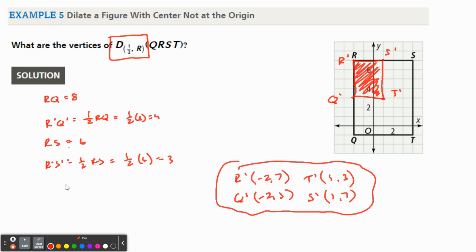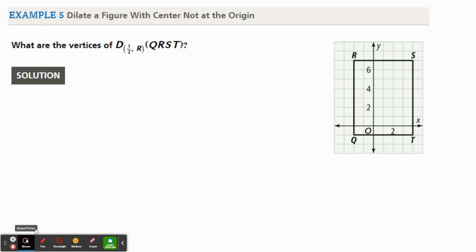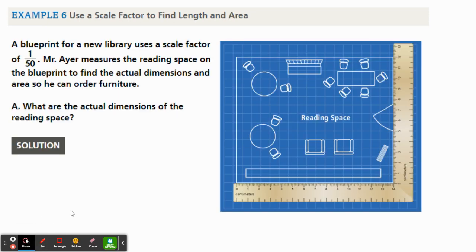All right, so now let's talk about using scale factor in this next picture. Okay, so it says, a blueprint for a new library uses a scale factor of 1 to 50. Mr. Ayer measures the reading space on the blueprint to find the actual dimensions and area so he can order future furniture. What are the actual dimensions of the reading space?